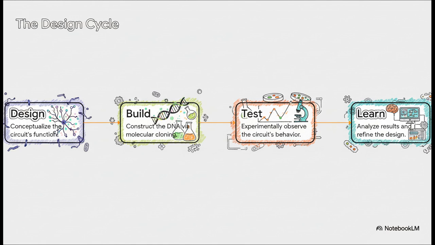The development of these circuits follows a classic engineering cycle: design, build, test, and learn. First, you conceptualize the function. Then you build the required DNA. After that, you test it inside a living cell to see what happens. And finally, you learn from the results to refine the next design. This is an iterative process. But, as we're about to see, the test and learn steps in biology can be far from straightforward.